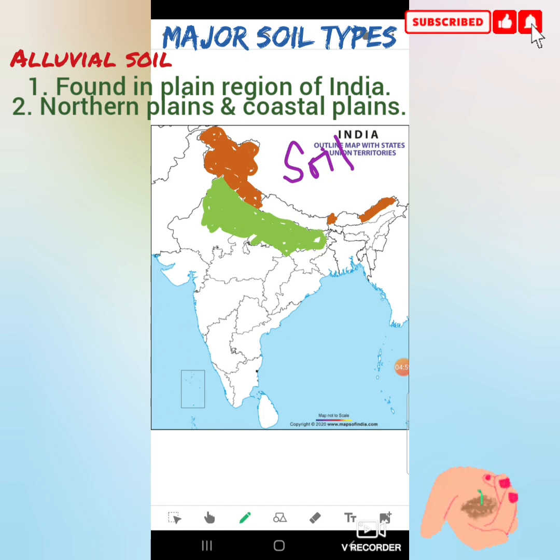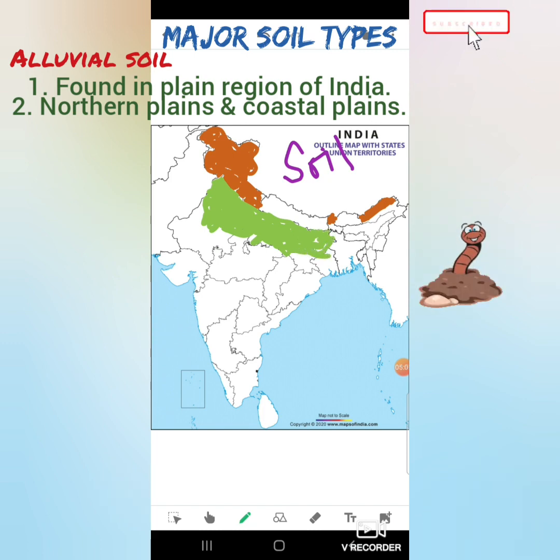So here I am shading all those plain areas where I am including parts of Jharkhand, West Bengal, then some parts of UP, parts of Madhya Pradesh, then some parts of Rajasthan, some parts of Gujarat. Okay, so I am including some parts. These parts of Gujarat are a part of the western coastal plain. So, I told you, northern plains and the western coastal plain will be included here.